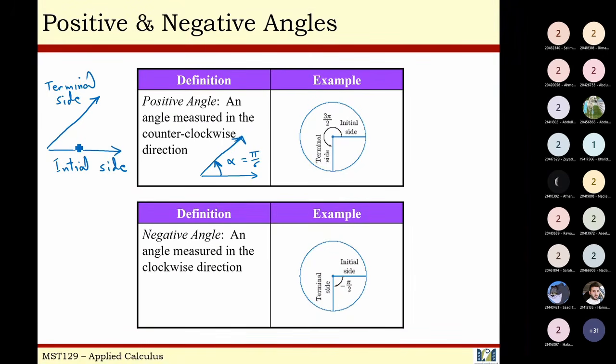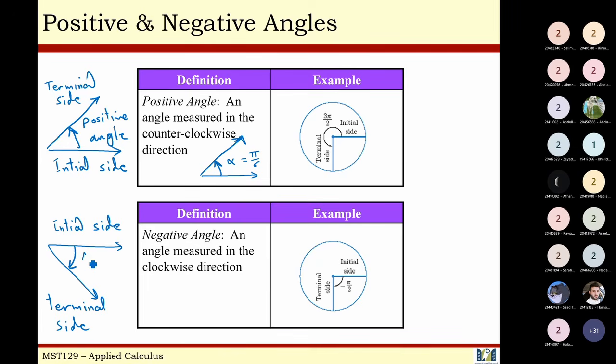Okay. And this is the angle. But this is a positive angle because the direction is counterclockwise. But if we have the initial side like this, and the terminal side, this is the terminal side, and the direction is clockwise, so this is a negative angle.